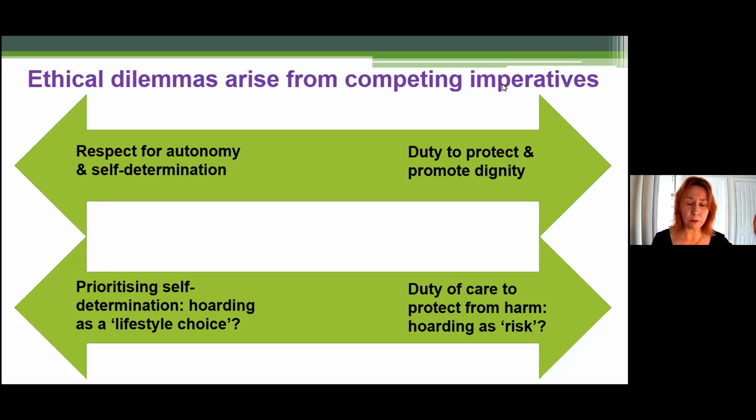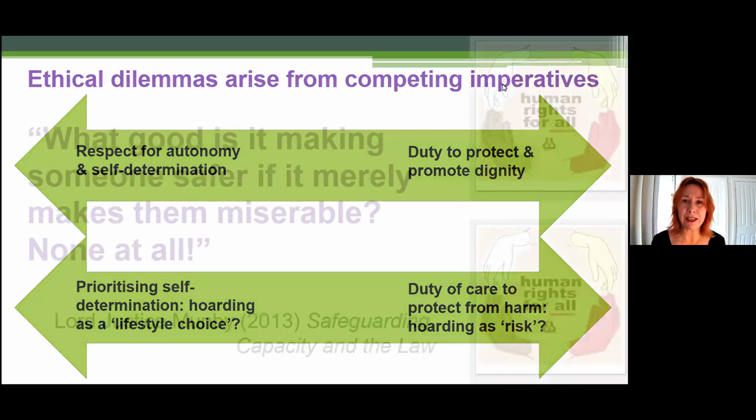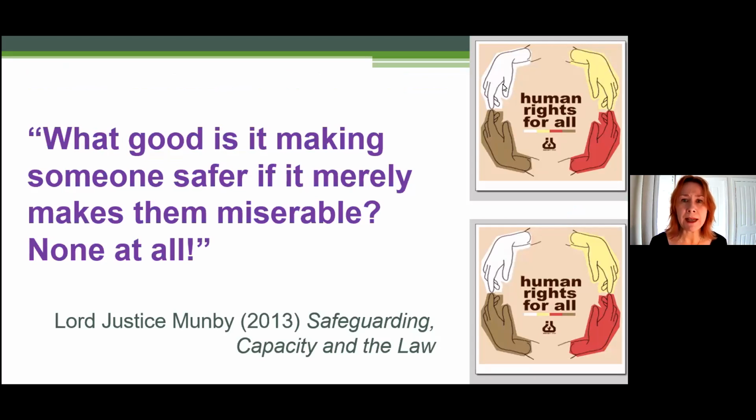One can be very oppressive, one can be very dismissive, interfering too much and interfering with their human rights, or too little as a way of gatekeeping. So we need to come to a place that's somewhere in the middle and tries to balance this. As Lord Justice Munby said a few years ago now, what good is it making someone safer if it merely makes them miserable? None at all. So do we need to get rid of all of that hoard, or can we just get it down to a level where the person can move freely through the house with no risk of falls, no risk of things toppling on them, no fire hazards?